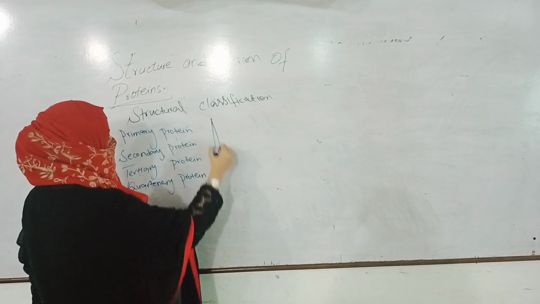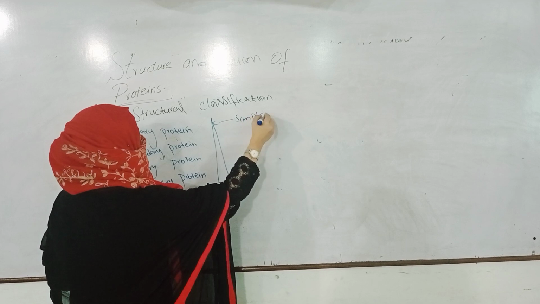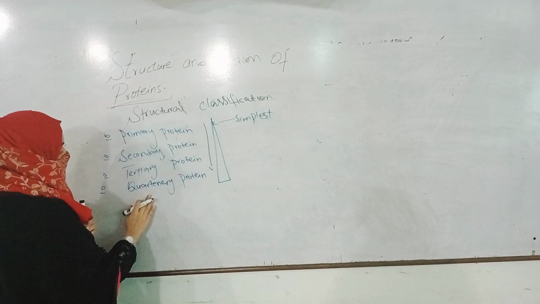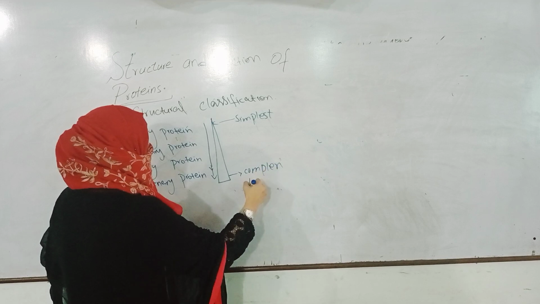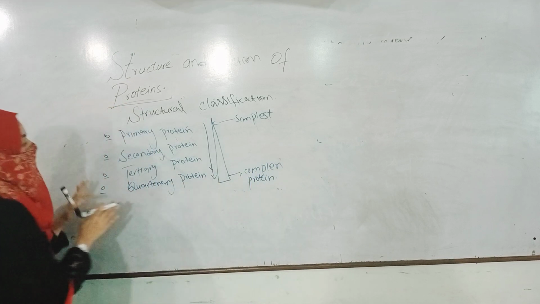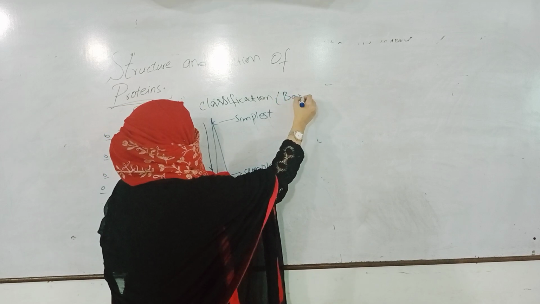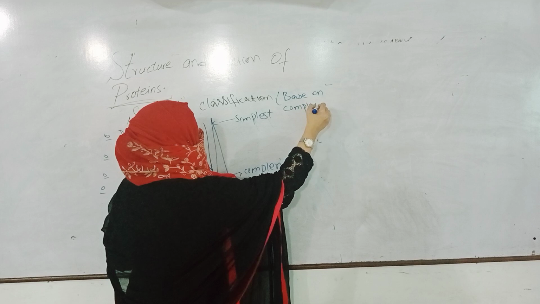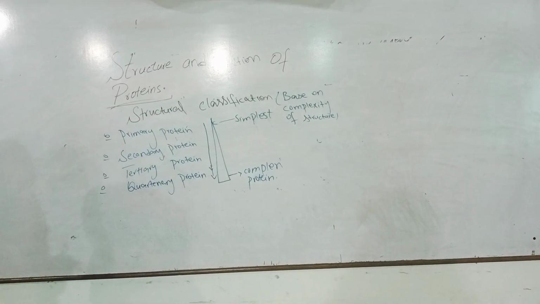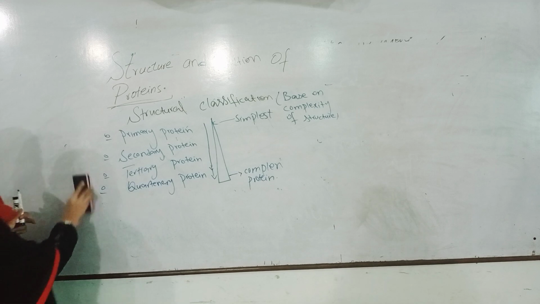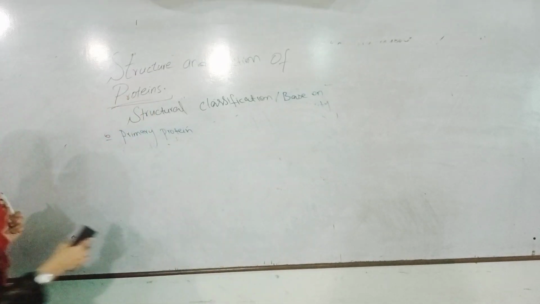So the primary protein, if I draw a graph here, the primary protein is the simplest protein, and as we go downward, when we reach the quaternary protein, it will be the most complex protein. So this structural classification of the protein is based on the complexity of the structure. First we will see what is primary protein. The primary protein is the simplest protein.